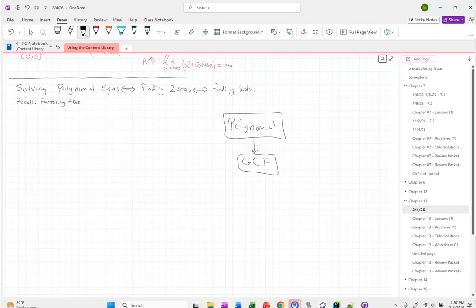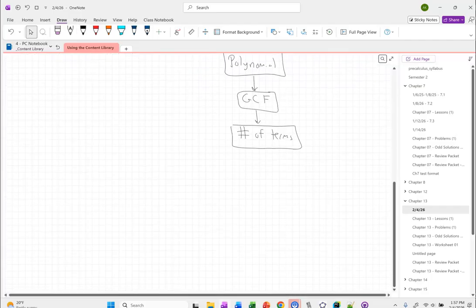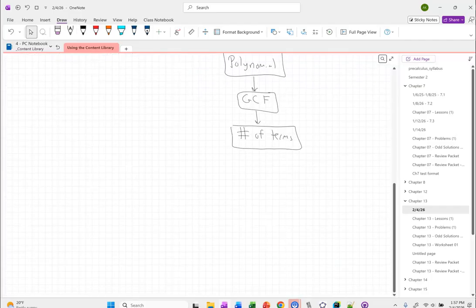So the first thing you're going to look for is the greatest common factor. That's what GCF stands for. If there is a greatest common factor, you want to factor that off. If not, proceed to the next step. The next thing we want to look at is the number of terms.